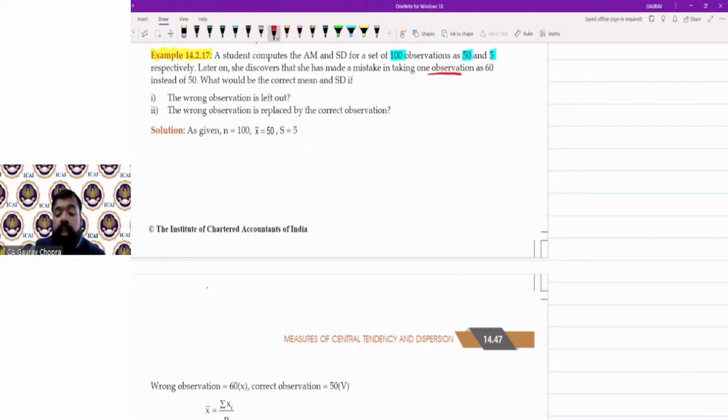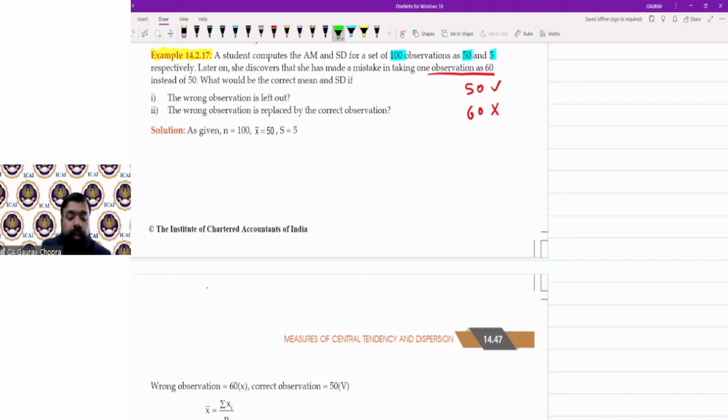Now, this is a correction based question. So what is the mistake she has made? She has taken one observation as 60 instead of 50. That means 50 was the correct value and 60 is the incorrect value. So we have to do the correction here. What would be the correct mean and standard deviation if the wrong observation is left out or the wrong observation is replaced with the correct one? So let's try the first one first.